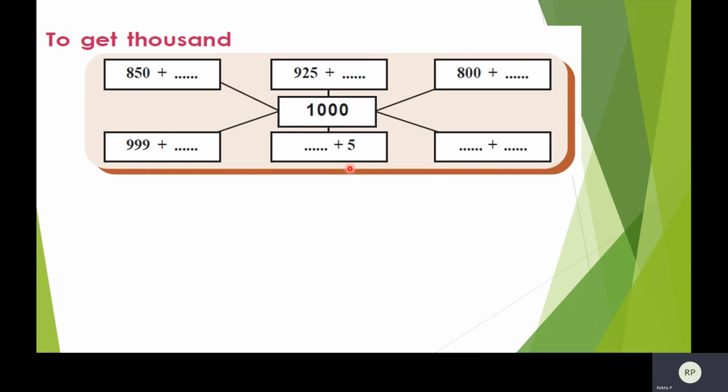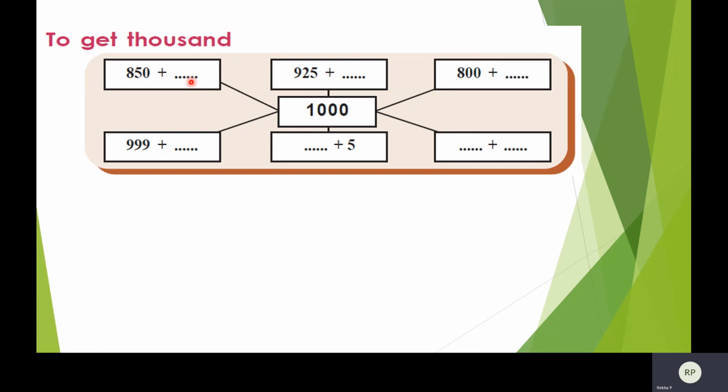Now the next question is, they have given a column. To get 1,000, now 850 is given. So you have to find the number to be added to 850 to make it 1,000. Like that you have to find it for each of these columns. We will discuss each one by one.